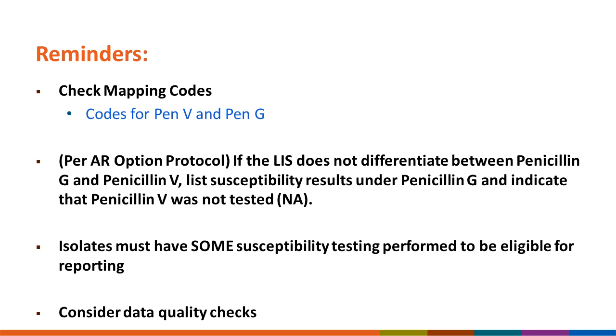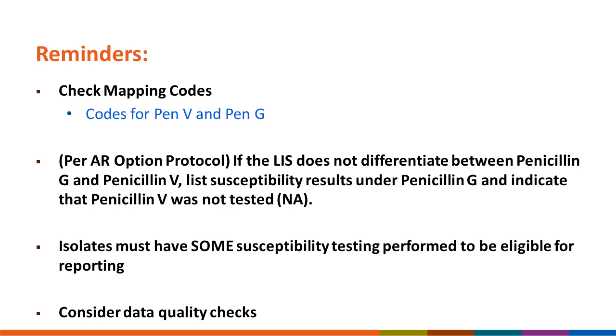The majority of responses related to issues with capture and transmission of data. Based on these responses, we have a few reminders to share. Beyond ensuring files upload successfully into the application, it's important to conduct regular checks to ensure that susceptibility results are mapped correctly. One common example of this related to penicillin V and penicillin G. Several facilities had missing concept codes or incorrectly mapped values for penicillin V and G, which caused these results to import as not tested.